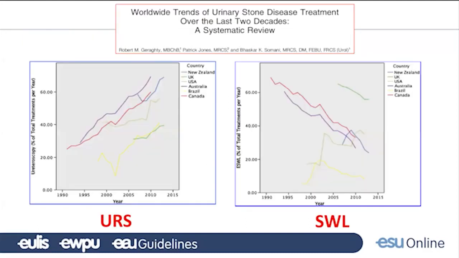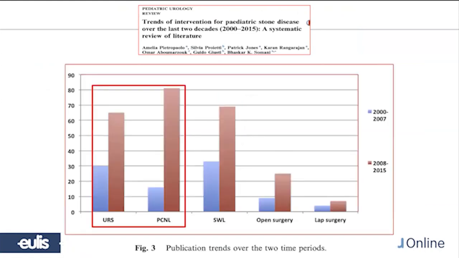So worldwide, we know the trend for ureteroscopy is actually increasing, and for lithotripsy, it is coming down. That is down to a lot of factors, technological improvements, and the trends for intervention for pediatric stone disease. If you look, ureteroscopy and minimally invasive PCNL are also rising rapidly.